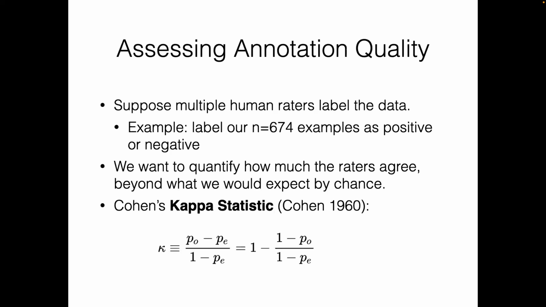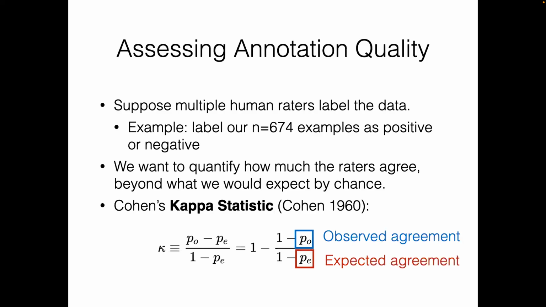I'll show the slide later, but if you have ordinal data, or multiple annotators, things like that, then you'll want to use a different statistic. This one looks like this, and it has two different terms. You have the observed agreement, and then you have the expected agreement, the agreement that you expect just due to random chance.